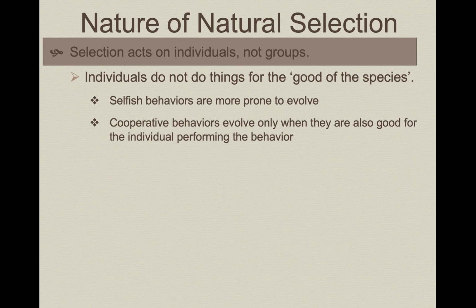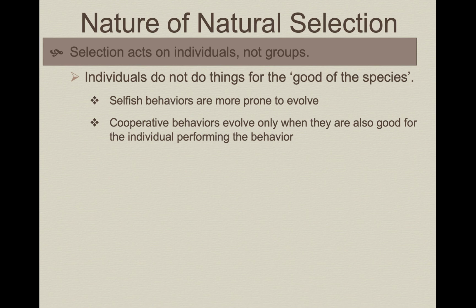In fact, selfish behaviors are more prone to evolution. If there's competition between individuals for maximizing fitness, selfish behaviors that lead to maximizing fitness tend to evolve very readily. Cooperative behaviors do occur in some circumstances, but only when they're actually good for the individual that's performing the behavior.